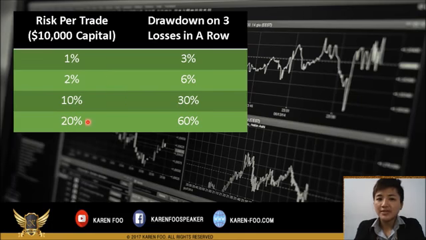Then for 20%, which is way too high, you have 3 losses in a row, more than half of your account is gone. Okay, so never underestimate the power of risk per trade. Make sure you determine that first, put that into your trading plan before you even get into trading.